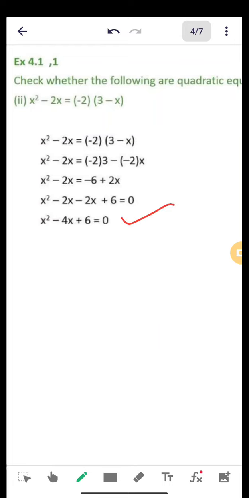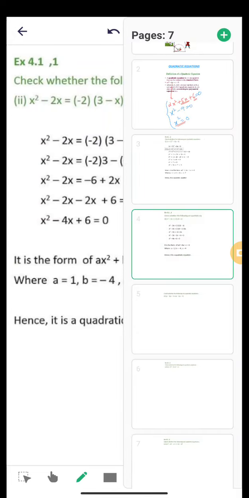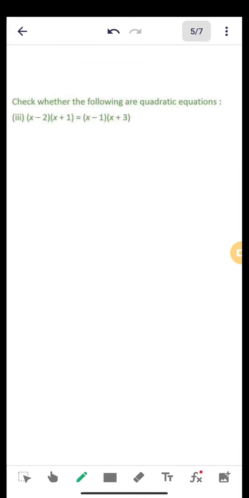So what do you say about this? Is it a quadratic equation or not? Yes, it is a quadratic equation because the degree of this is 2. Again, it is in the form of ax square plus bx plus c. So in place of a it is 1, b is minus 4, and c is 6. Okay, comparing the coefficients and writing it as a quadratic equation. Next, this way we have many such problems, so I am explaining a few. You try the remaining ones.